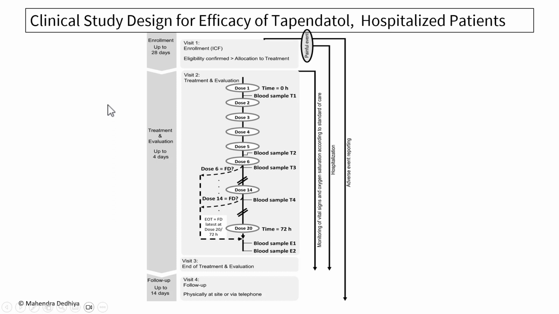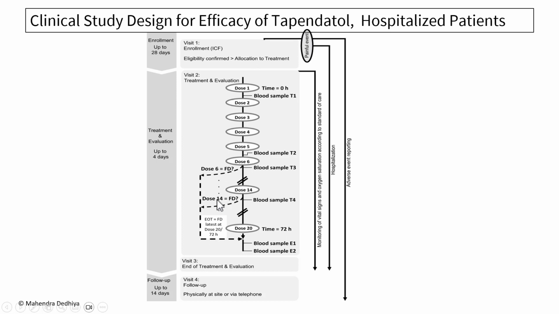Let's look at the study design. This is a clinical study design of efficacy of tapentadol in hospitalized patients. That means children 2 to 7 years old are hospitalized during the study. Visit 1 is enrollment, and guardians have to fill out the informed consent form, ICF. Once the eligibility is confirmed, they are allocated to treatment. This is the beginning of their painful event.